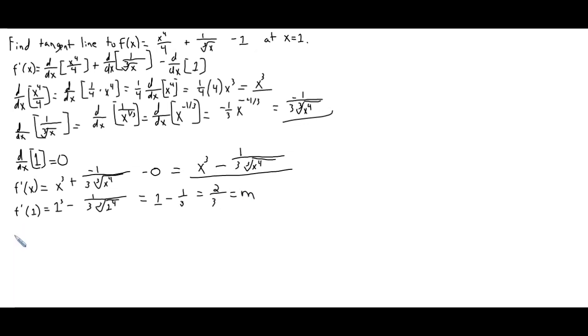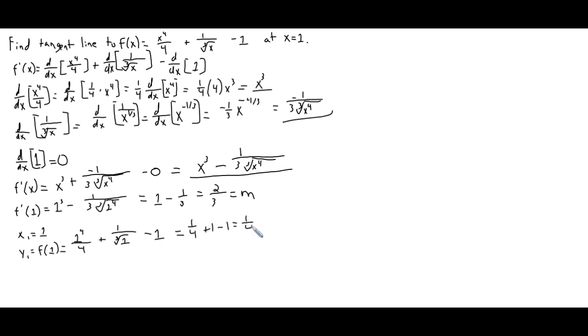And again, if you are confused as to why I'm using the point slope formula, look back at my video on the definition of derivatives. And now we need our x1, y1, and our x1 is 1, right? And for our y1, we just plug 1 into f of x because it shares that point with the tangent line. So y1 equals f of 1, which is 1 to the fourth over 4, plus 1 over the cube root of 1, minus 1, which is just 1/4 plus 1 minus 1, which is 1/4.